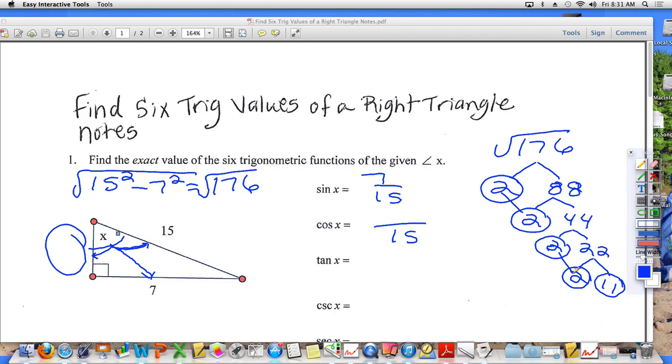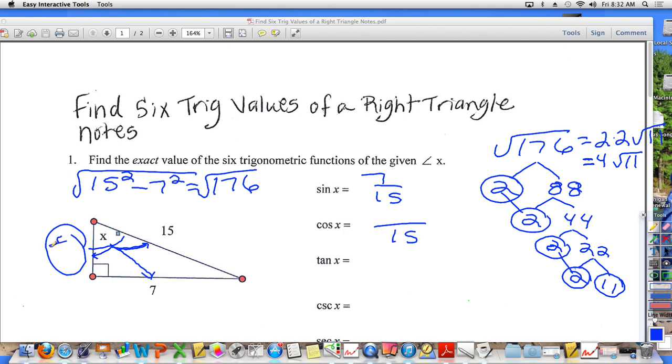So we have how many pairs of 2s? 2. Each time you have a pair, you write it down. So 176 is the same thing as 2 times 2, not plus 2. In this case, it doesn't matter if you add or multiply, but you have to be multiplying for the future. And then we have a leftover. What's left over? An 11. So that stays underneath your radical symbol. What is 2 times 2? 4. So we have 4 radical 11. That means that this missing side over here is 4 square roots of 11.